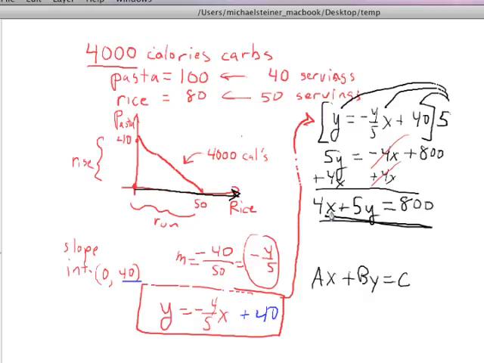And if we want to find the y-intercept, that's where x is equal to 0. We're on the y-axis. Right there. 4 times 0 is 0. So you can read it right there. You can do mental math. I give you permission to do mental math. If 5 times y is equal to 800, y must equal 40, which is right there.